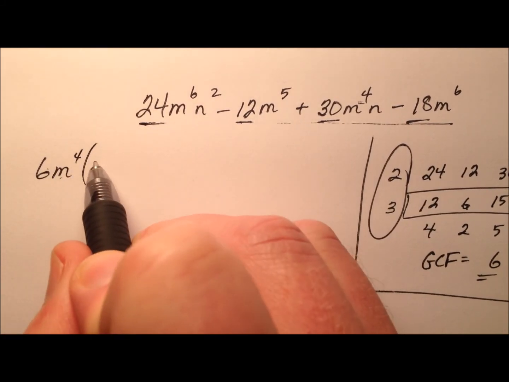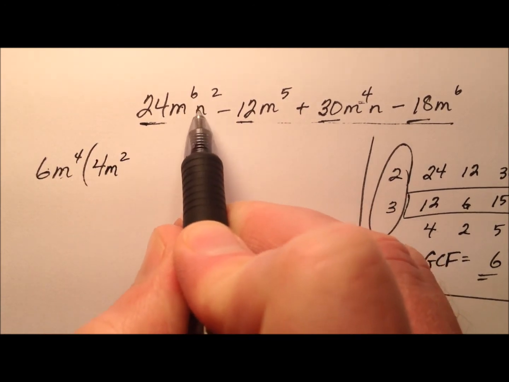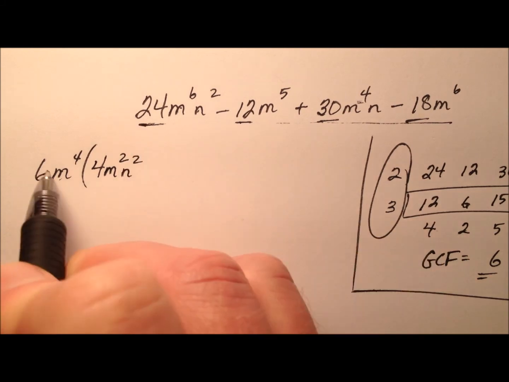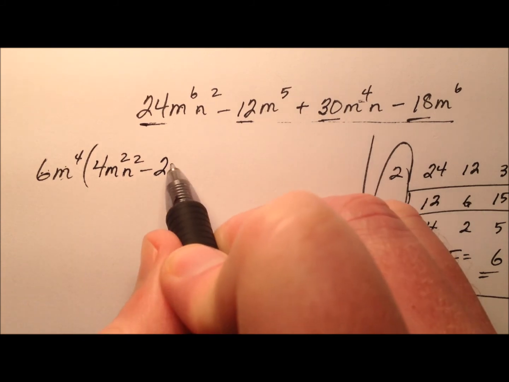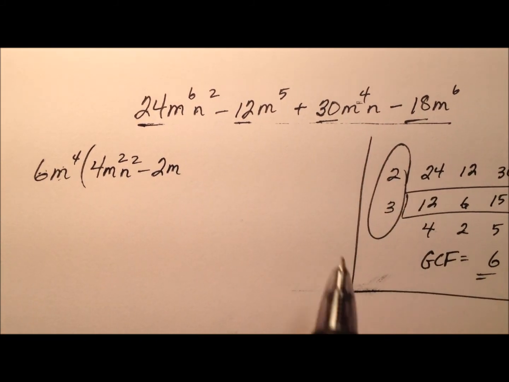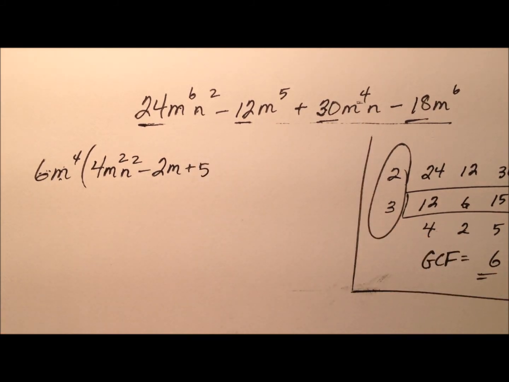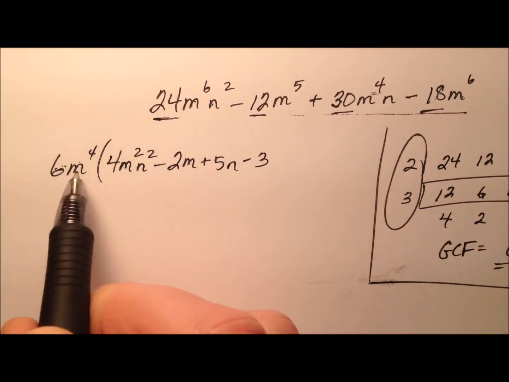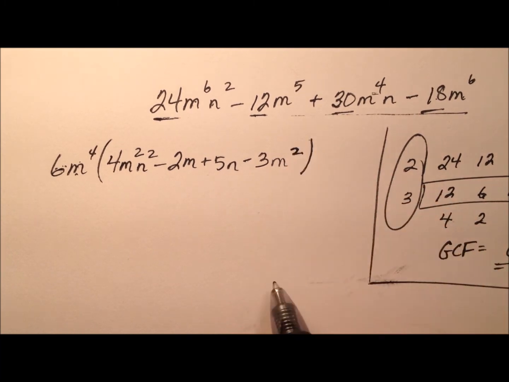So 24 divided by 6 is 4. M to the 6th divided by m to the 4th is m squared, and then n squared, because there was not an n that we were dividing out. So minus 12, and 12 divided by 6 is 2. And then m to the 5th divided by m to the 4th is m, and then that's all there. So plus 30 divided by 6 will be positive 5, and m to the 4th divided by m to the 4th, well, that's just 1, so we have our n. And finally, negative 18 divided by 6 will be negative 3, and m to the 6th divided by m to the 4th will be m squared. And no n's on that last term, so we know we're good.